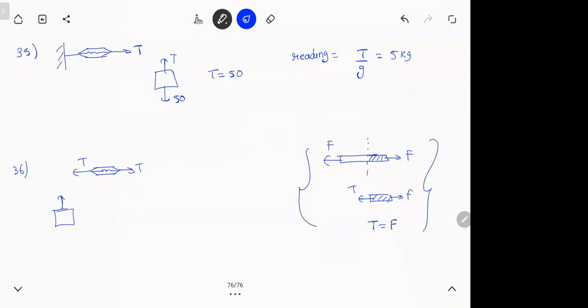So this side you have tension, and this is 100 Newton. This side you have tension, that is also 10 kg, so 100 Newton. So we have T is 100 Newton. So the reading will be 10 kg. It won't show 20 kg, it won't show 0. Remember that. Most people will either take 0 or 20. It will show 10 only. So 35, 36, we have done something similar like this.